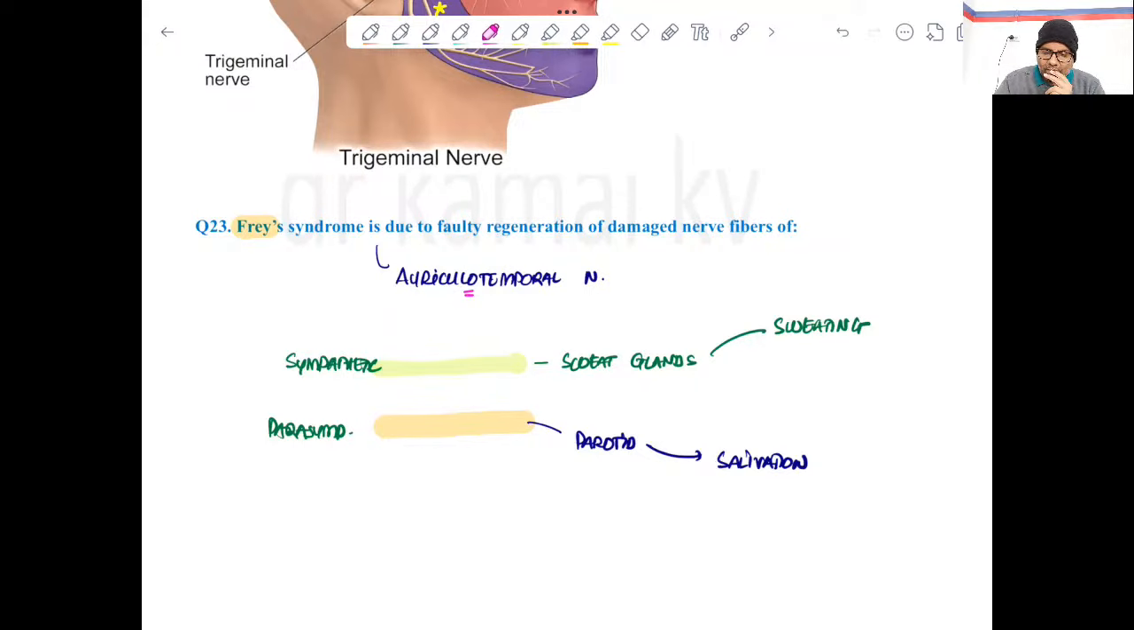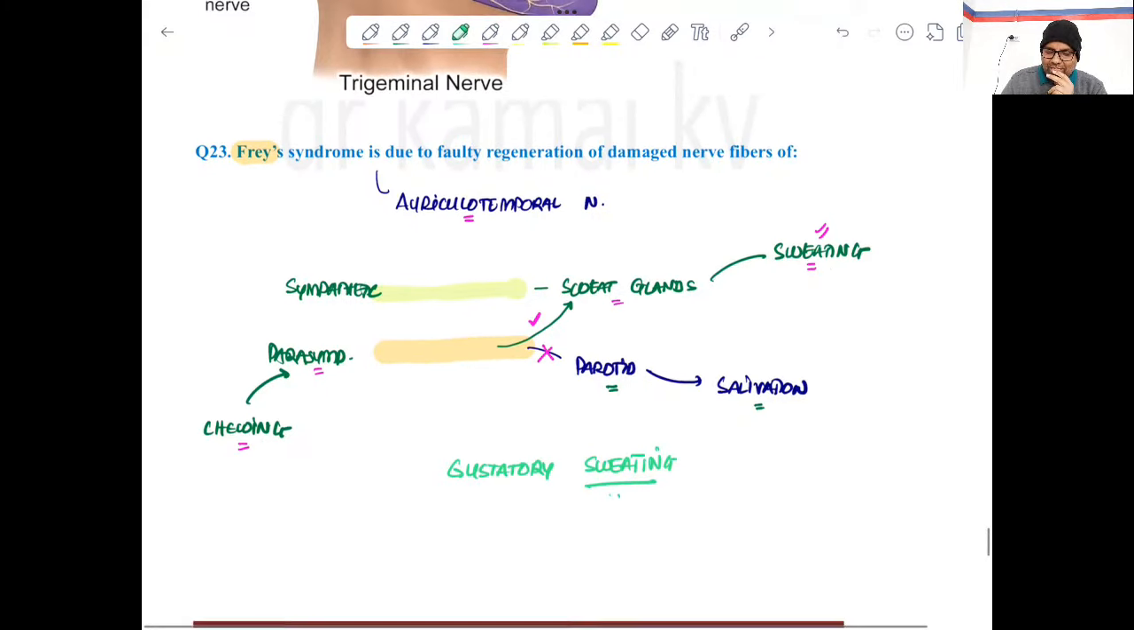There is some miscommunication, or some wrong communication, so that the parasympathetic goes to sweat glands. Because whenever there is chewing action, the parasympathetic is stimulated and it should tell the parotid gland to salivate. But after Frey's syndrome, this is stopped and this actually works. So after chewing, parasympathetic will reach up to sweat glands and will tell the sweat glands to sweat. So the patient will start sweating on chewing, and this is known as gustatory sweating. Instead of salivation, there is sweating. So this is known as Frey's syndrome.